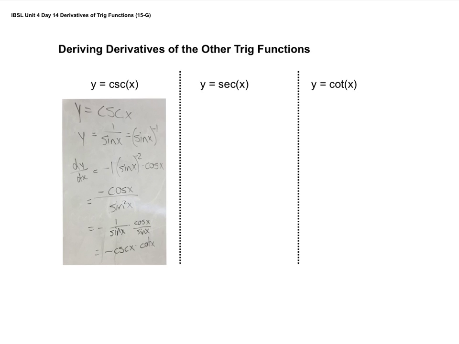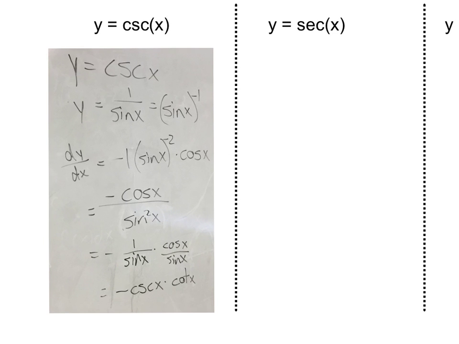All right, so with cosecant, you can see here it's 1 over sine, which is the same thing as sine to the negative 1. I put the negative 1 out here so I wouldn't confuse it with arc sine. But then we use the chain rule. Negative 1 times sine to the negative 2 power times the derivative of sine, which is cosine. So now when I put those together, I have a negative cosine over sine squared.